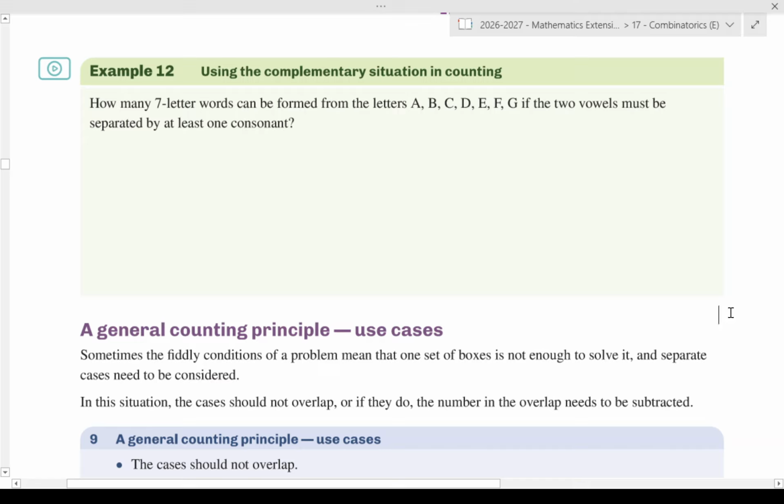Alrighty, we're going to use complementary situation in counting. So the complementary situation is the "not", basically. We should remember from probability. In other words, sometimes it's easier to get a total of how many different ways you can do it, ignoring the constraint, then work out the "not" and subtract it from the total. Okay, so that's what we're going to do here.